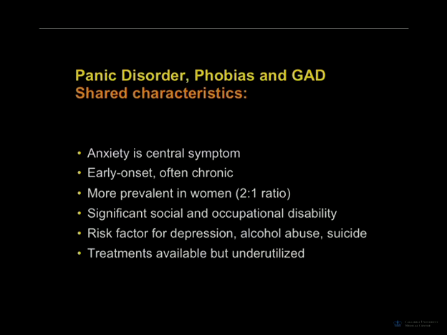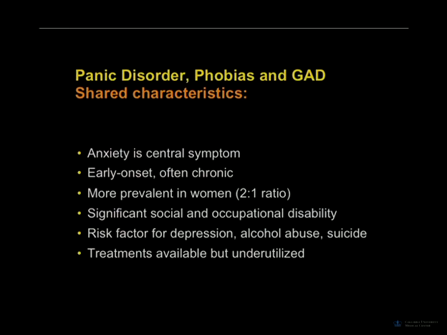So we've grouped these disorders together because they have some similar characteristics. So let's start with what they have in common. For all of them, anxiety is a central feature. And all these disorders also tend to have an early age of onset, most commonly in the teens or early 20s, though there's some differentiation by specific disorder. They're all more prevalent in women, typically by about a 2-to-1 ratio. They all can cause significant social and occupational disability, and they can lead to other problems.